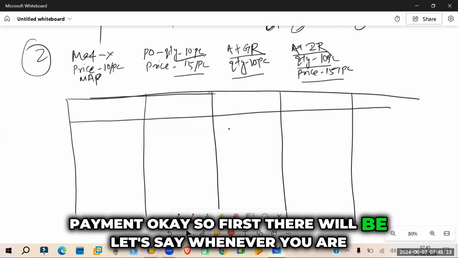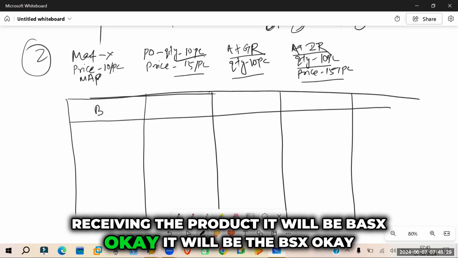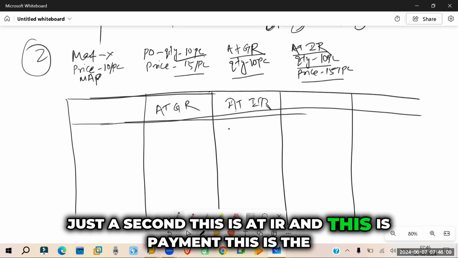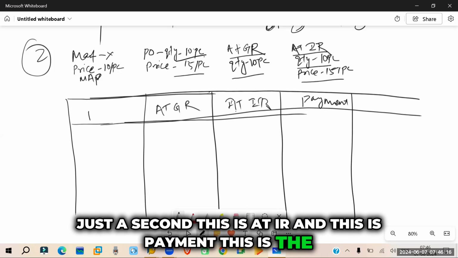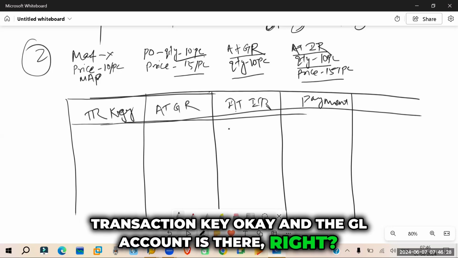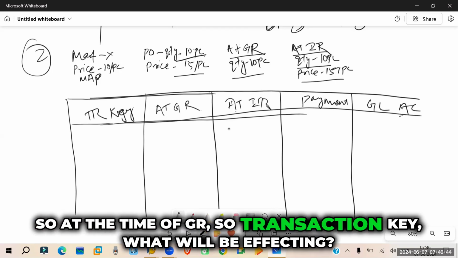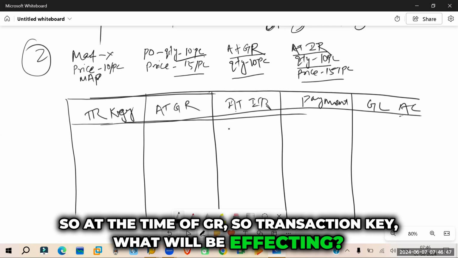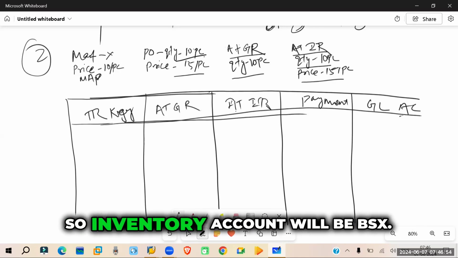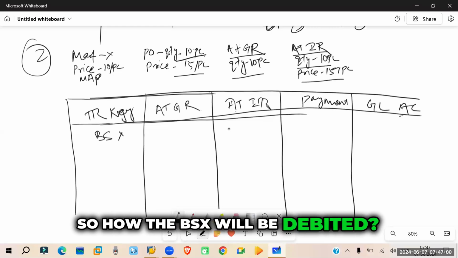Whenever you are receiving the product, it will be BSX. This is at IR and this is payment. This is the transaction key, and then the GL account. So what will happen at the time of GR? Which transaction key will be affected? At the time of GR, the quantity is 10 pieces, and our inventory account will be debited. The inventory account will be BSX. So how will the BSX be debited?